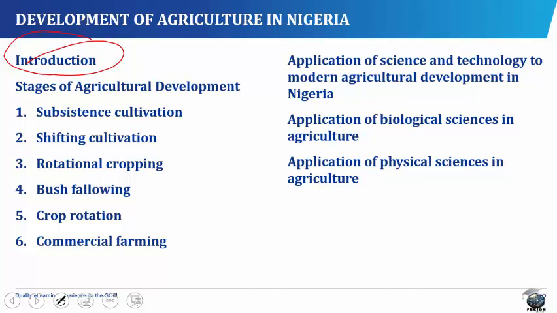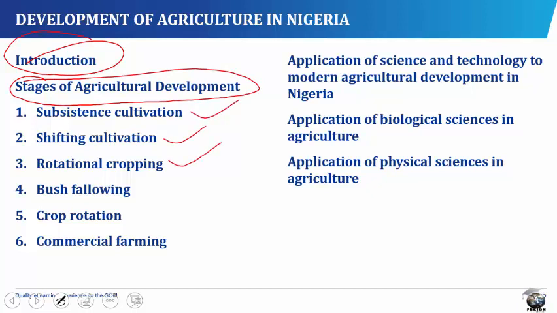From this crude beginning, agriculture, the largest and oldest industry in the world, was developed. Many thousands of years have passed since man first learned to plant and cultivate crops and domesticate animals for his use. During this time, agriculture has passed through various stages and many changes have come about. The various stages of agricultural development include subsistence cultivation, shifting cultivation, rotational cropping, bush fallowing, crop rotation, and commercial farming.